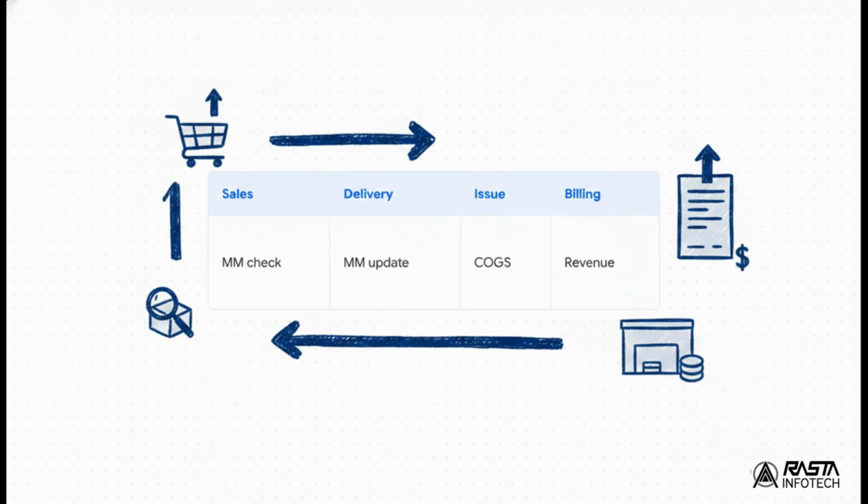Now, the magic really happens at the moment of goods issue, when that product physically leaves your warehouse. The system automatically reduces the stock in MM, and, this is crucial, it simultaneously posts the cost of goods sold right into your financials. Finally, billing generates the invoice and posts the revenue. So a single sales action triggers this flawless, entirely automated financial chain reaction.